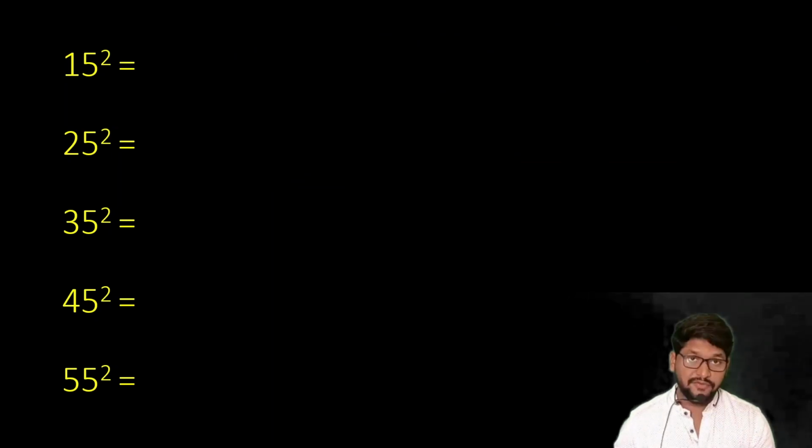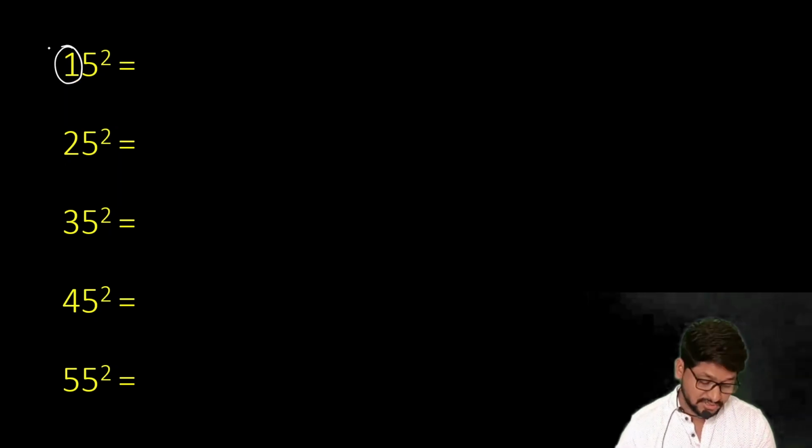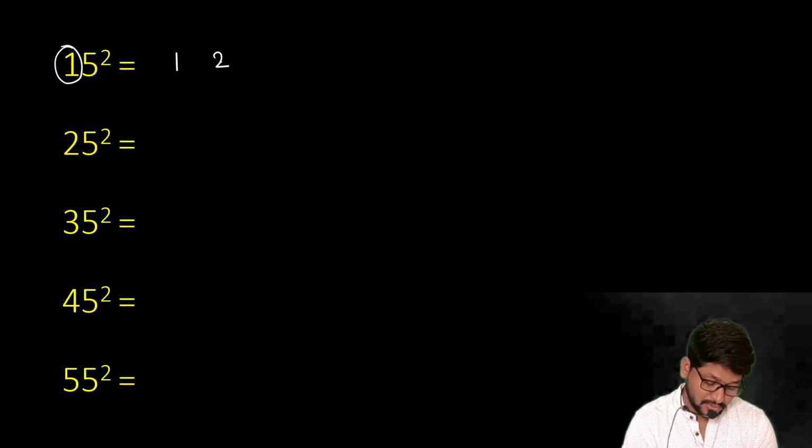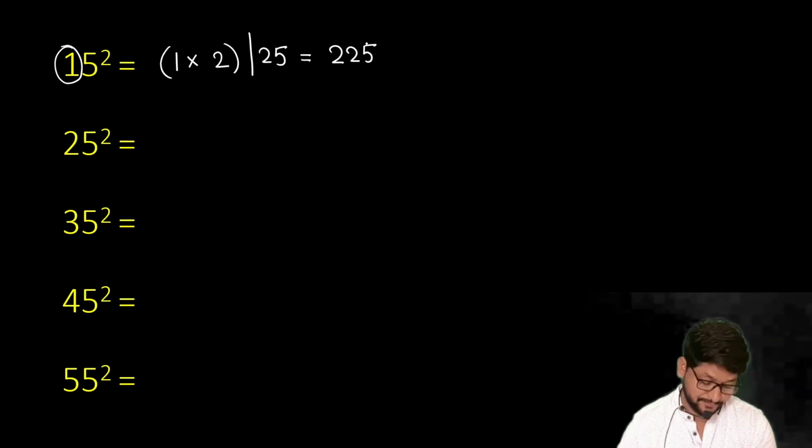First we have 15 square. We have to check which part of the number is there other than 5, that is 1 in this case. So we have to write 1 and write its successor. 1's successor is 2. Just multiply them and write the product together with 25. So 1 into 2 is 2 and just write 25 at the end. It will become 225.